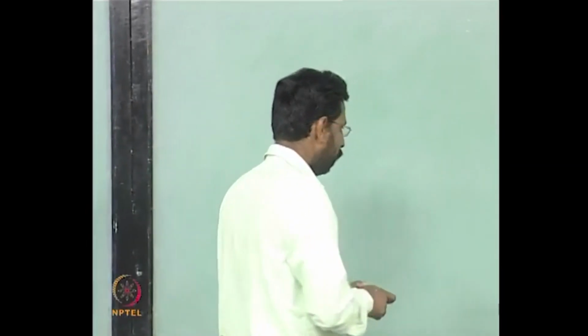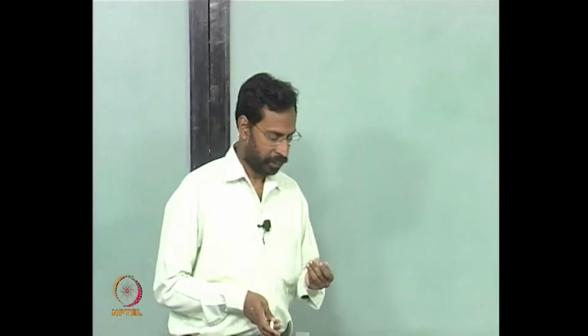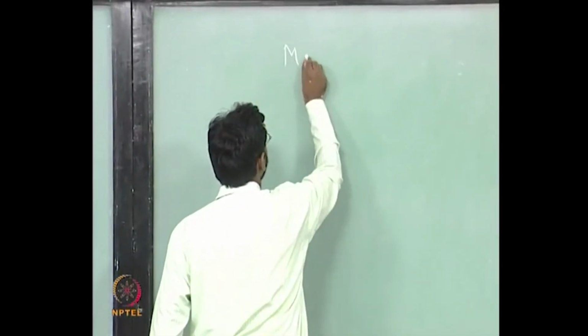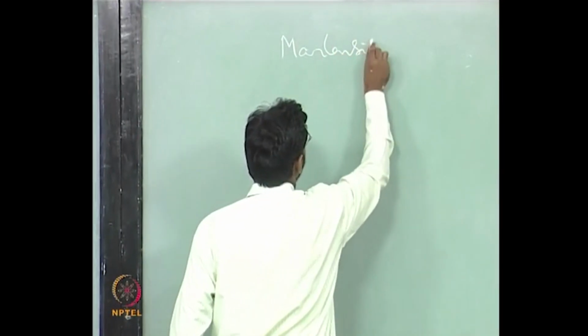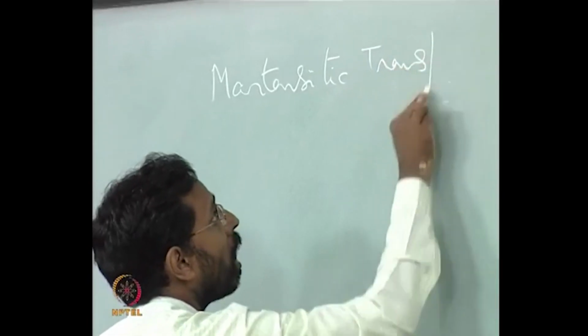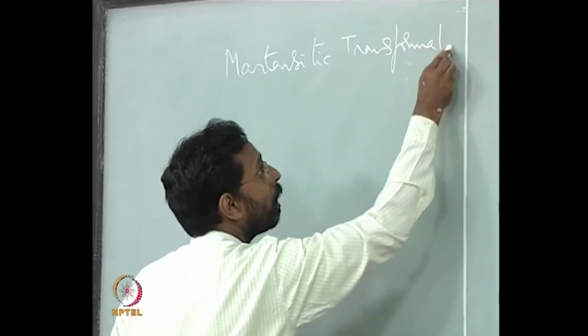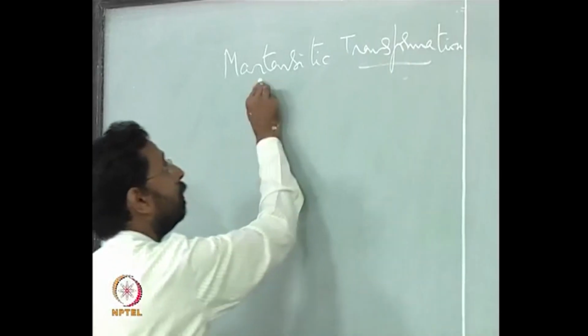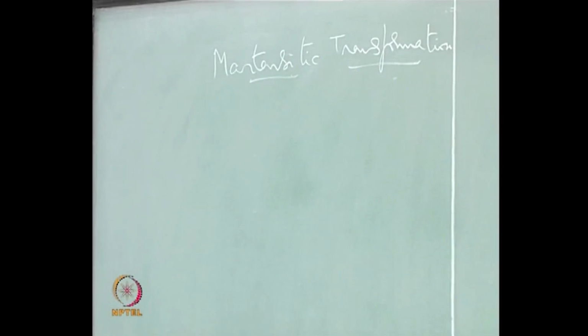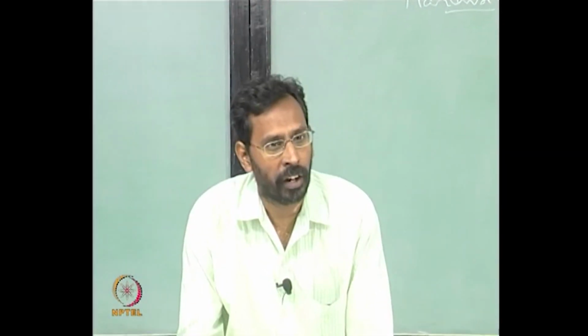Last class we talked about the eutectoid transformation. The logical extension of that is the Martensitic transformation. Let us look at that today. As you all know, this is one such transformation where diffusion is not involved.